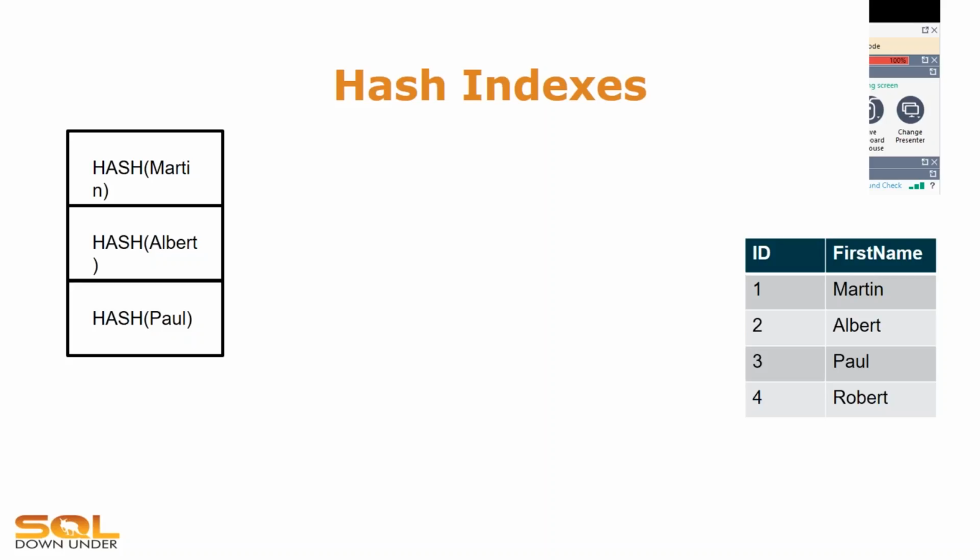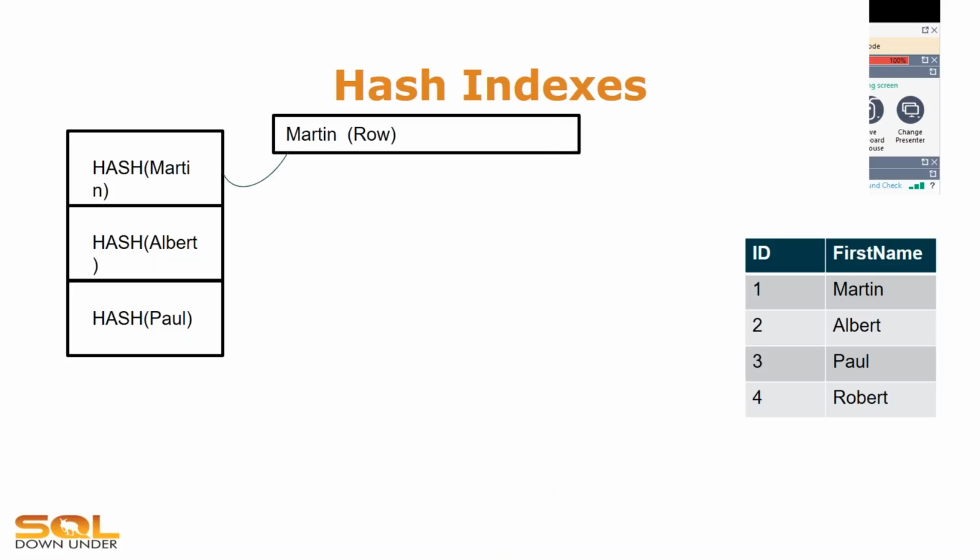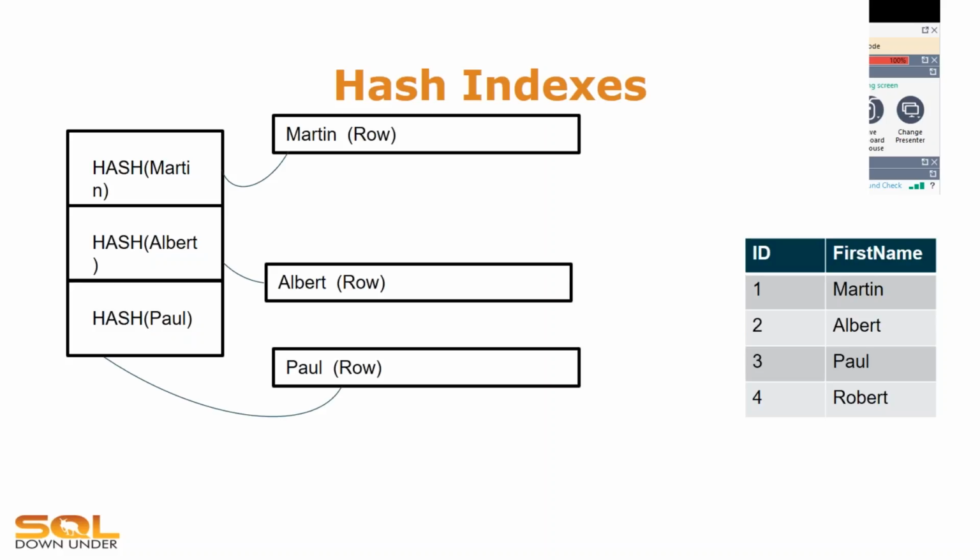When I say unique value, I'm talking about the unique hash value, not the fact that Martin, Albert, Paul and Robert are all unique in themselves. When those values are hashed, is the hash actually unique? And in our case, we've only got 3 unique hashes. So we enter the value Martin, and that goes in the first hash bucket. I've signified it here with a little link or pointer. We put in Albert, and that will go in the Albert bucket. We'll signify Paul, and that goes into the Paul bucket.